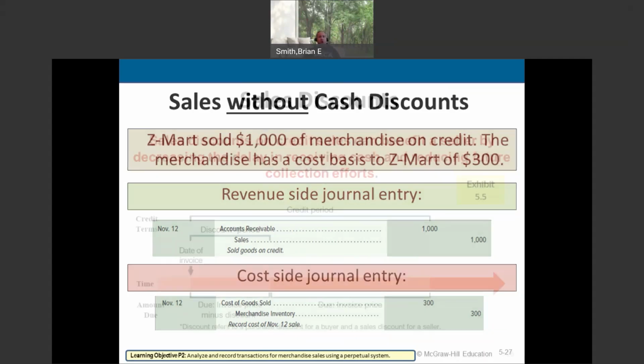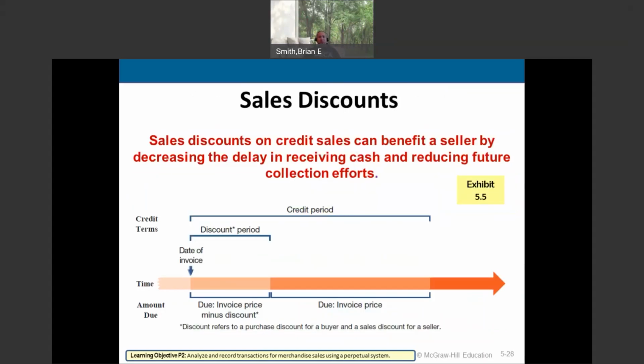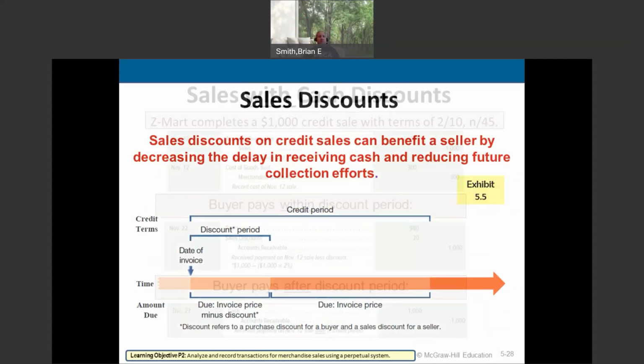Again, same thing for us. When we sell it to somebody, we're giving them a discount period. Boom, same exact stuff. We can offer them returns and allowances, as well as these discounts.